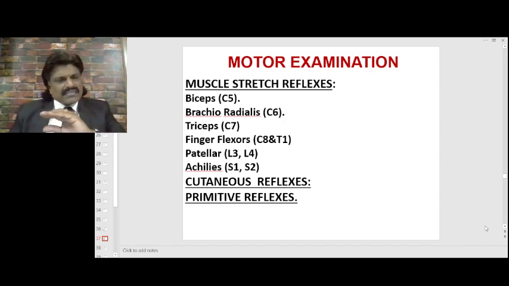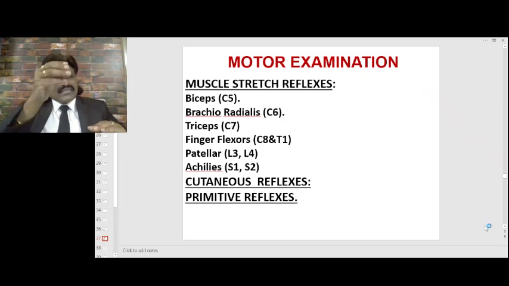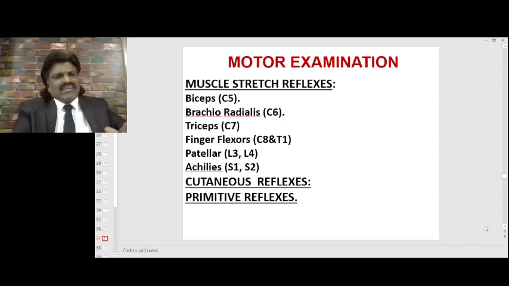For example, if a person has got a C7 lesion, what happens? C5, C6 are intact, so biceps and brachioradialis are intact. C7 is affected, so triceps jerk will be absent. What happens to the finger flexors, patellar and Achilles? They get exaggerated because the corticospinal tract is affected at the level of C7. So for C8, T1, L3, L4, S1, S2, it becomes upper motor neuron.